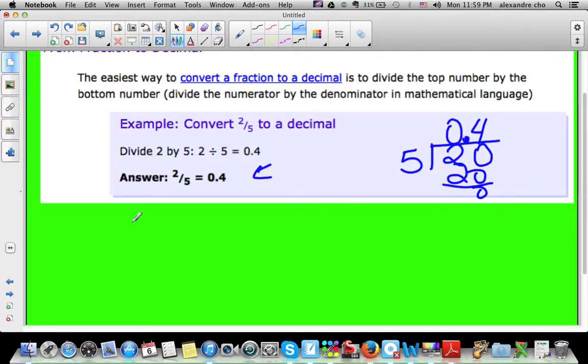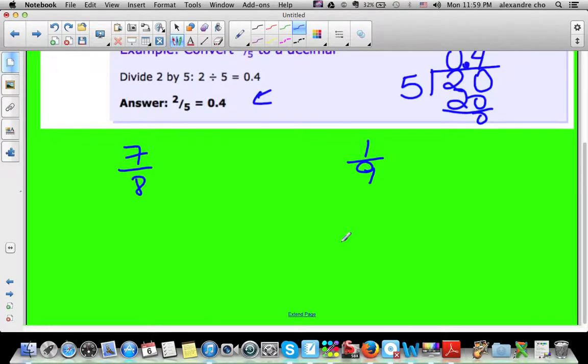Why don't you try changing this to a decimal and changing that to a decimal? See what you get. So press pause. When you come back, go over it. Okay. So 7 over 8.